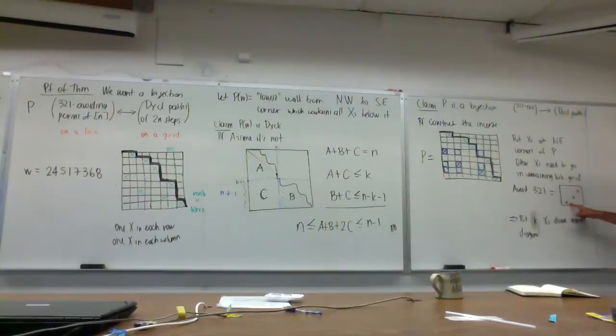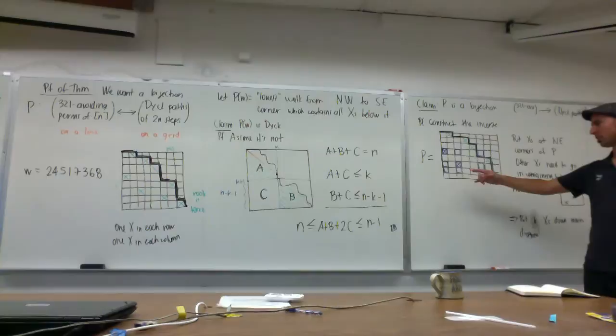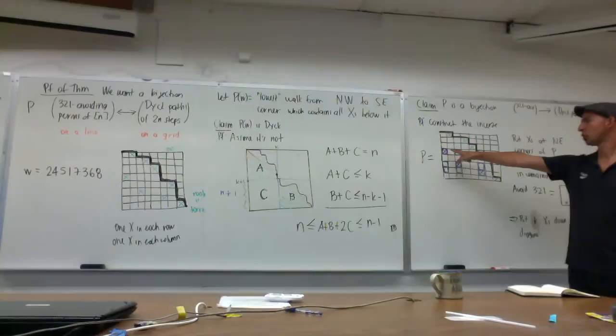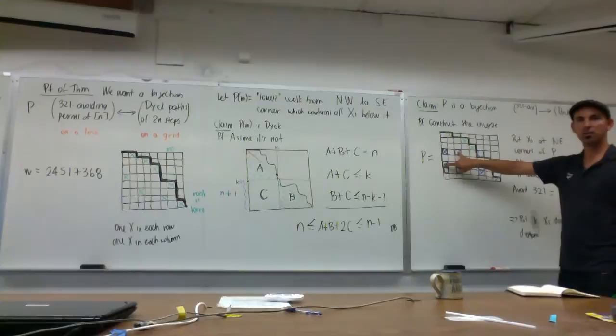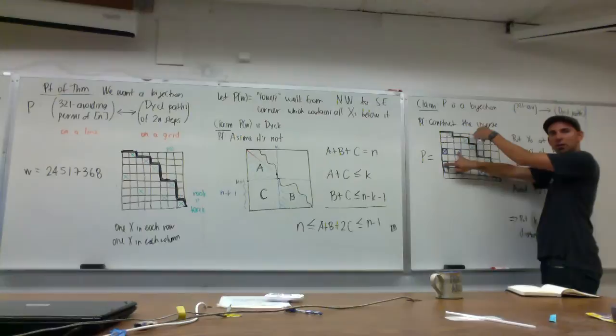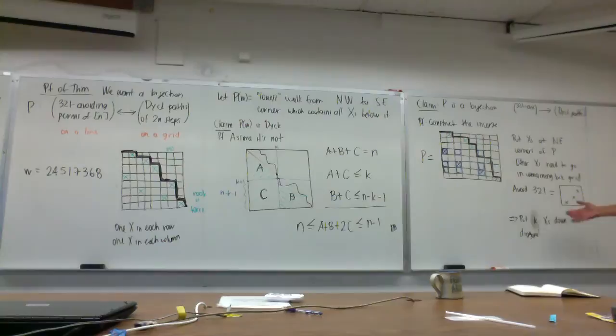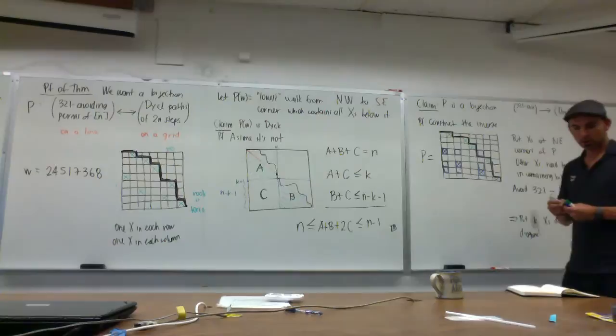And conversely, it's pretty easy to see that if I do not go down the main diagonal, but I choose two axes that face like this and I switch them like this, then I just look for the next x northeast, and that's going to be a 3-2-1 pattern. So there's a unique choice that makes this 3-2-1 avoiding, which proves the theorem that the number of 3-2-1 avoiding permutations is the Catalan number. Okay.